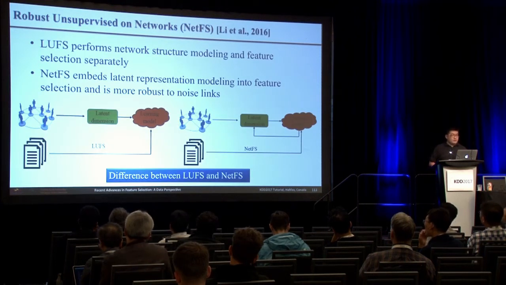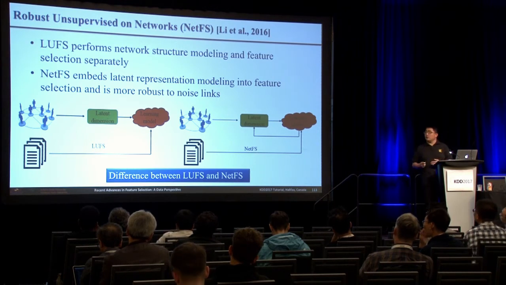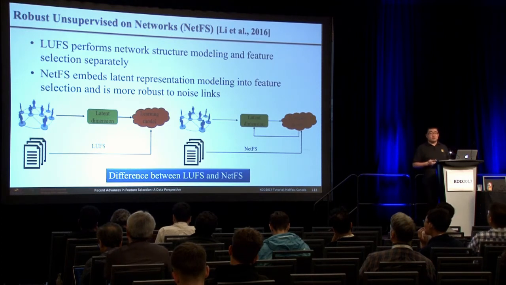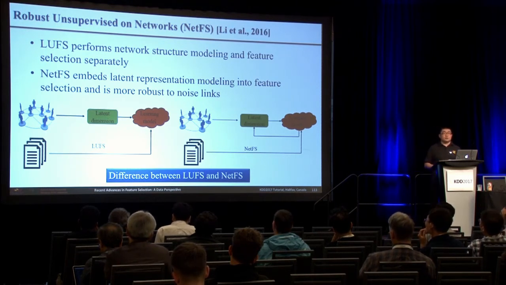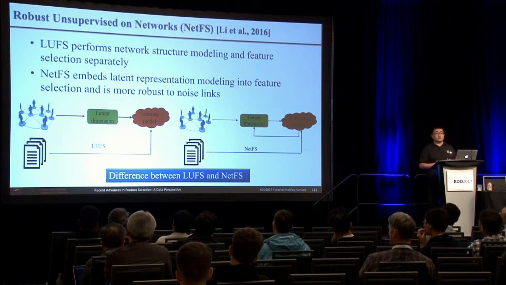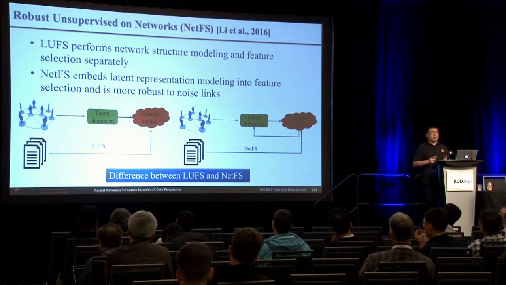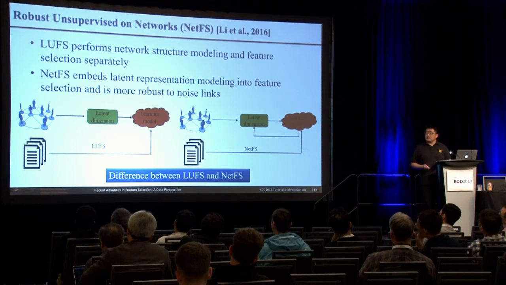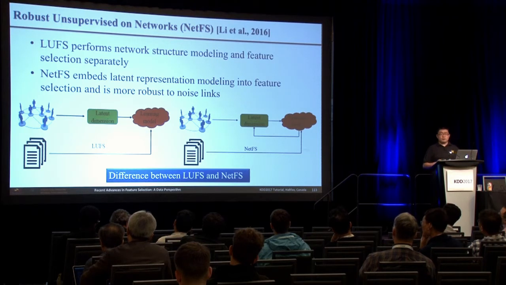However, there are also some limitations to this method. As Jiliang has talked about, for unsupervised feature selection methods, we normally have two groups. One option is to obtain the cluster structure from the data and then perform feature selection. Another way is to embed the feature selection into the clustering to make these two phases complement each other. Motivated by this, we also propose a method called robust unsupervised feature selection, which tries to embed latent representation learning into the feature selection.